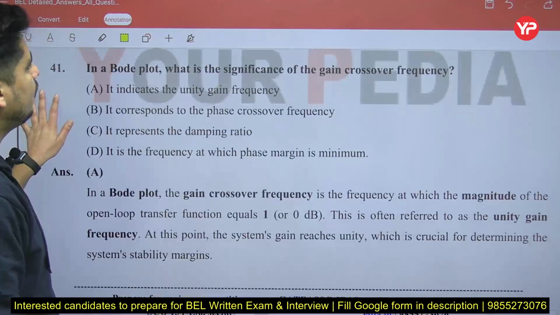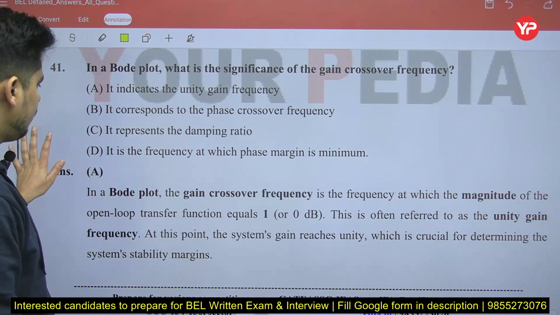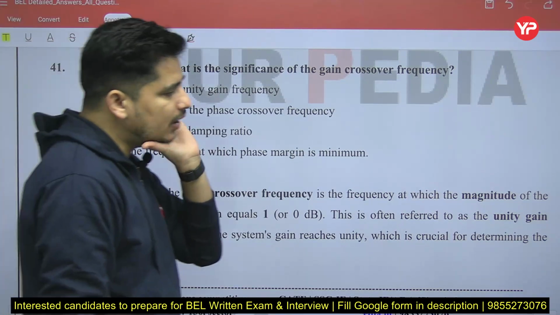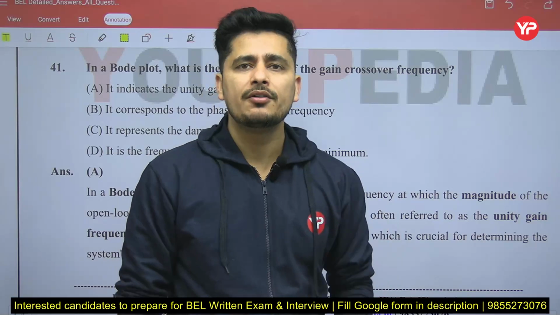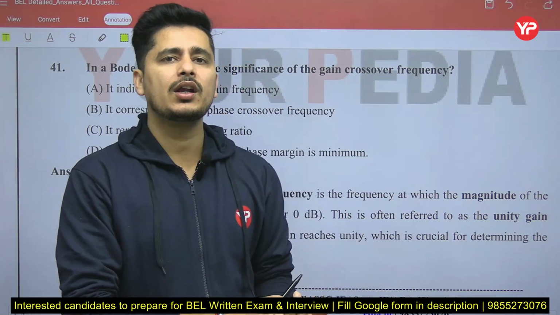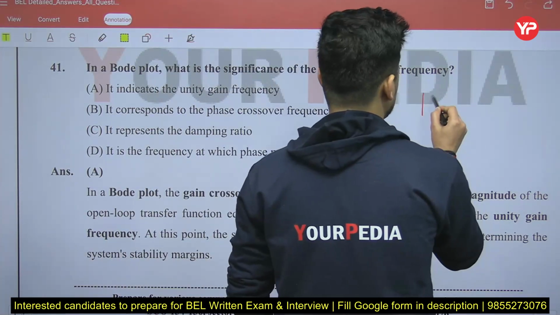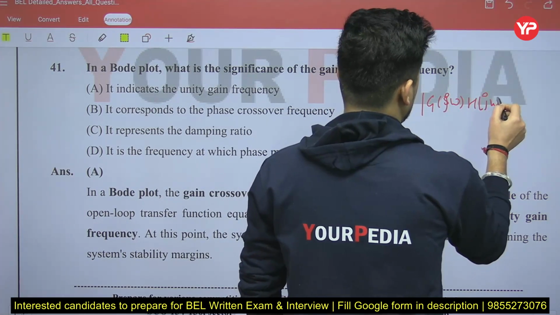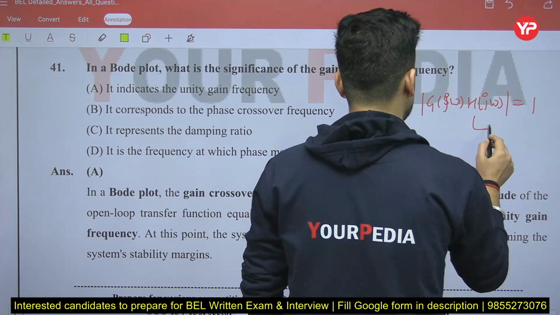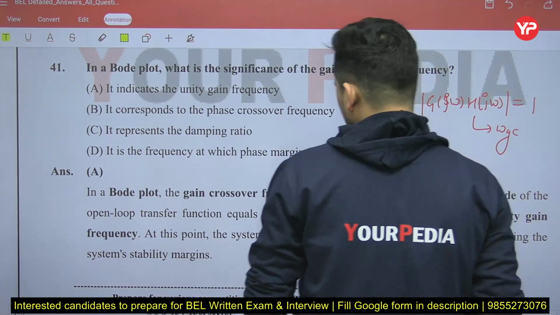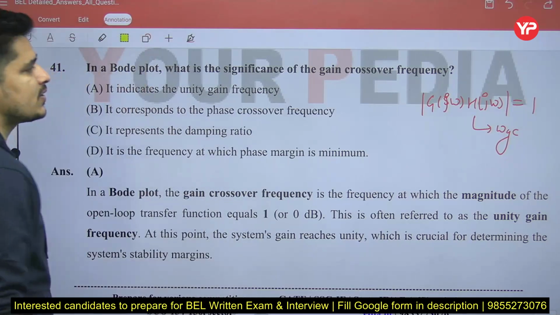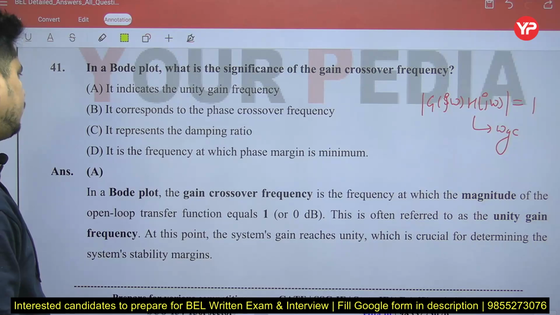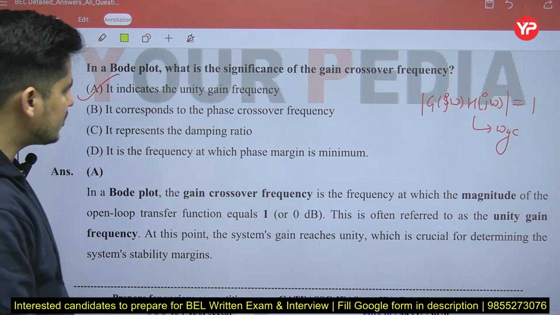In a Bode plot, what is the significance of gain crossover frequency? See, the gain crossover frequency is calculated where your gain is 1, right? Gain crossover frequency means when the magnitude of G(j omega) H(j omega) equals 1, that frequency is called omega Gc. The frequency at which your gain is 1 is called omega Gc. So it indicates the unity gain frequency. Yeah, that's true.